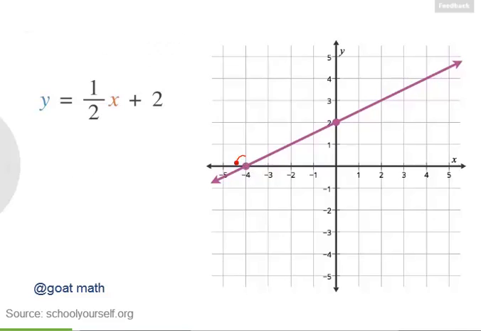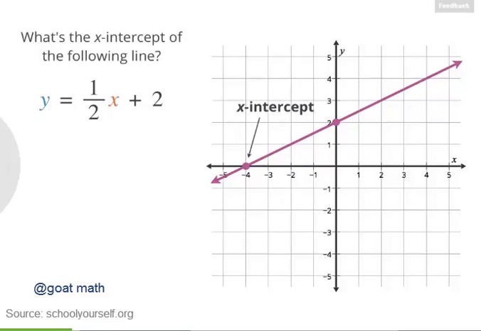Next, let's look at this point over here, where the line crosses the x-axis. This is known as the line's x-intercept. So if you had to guess, what would you say is the x-intercept for this line? Right, it looks like the x-intercept is approximately -4. Let's see if we can prove that.